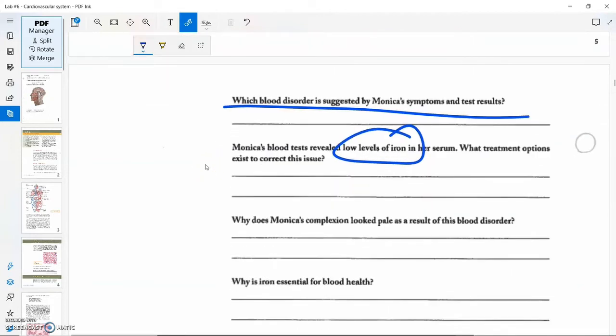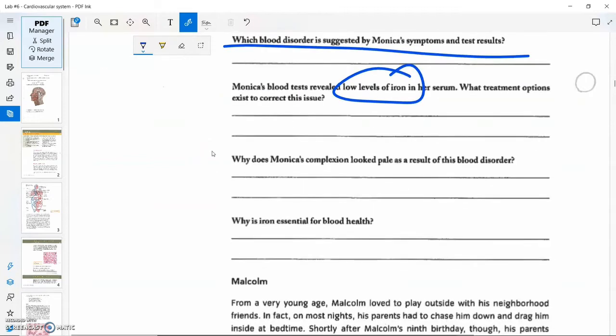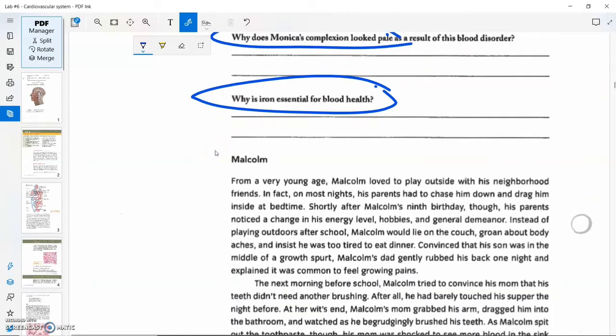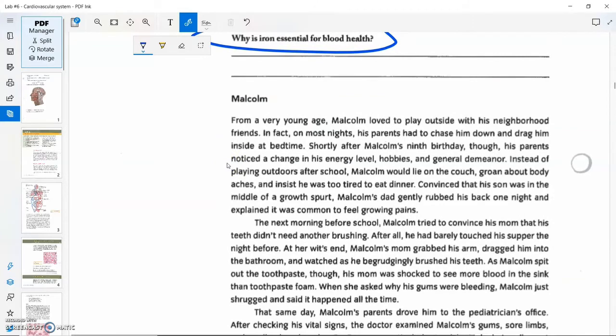She has low levels of iron, so nutritional supplementation of iron is an option if she doesn't want to start eating meat again. And she's pale because she has a very low number of red blood cells, and therefore her blood is not as red as it should be. And iron is essential because iron is a key component of hemoglobin that transports oxygen in the blood in the red blood cells. It's part of a red blood cell.